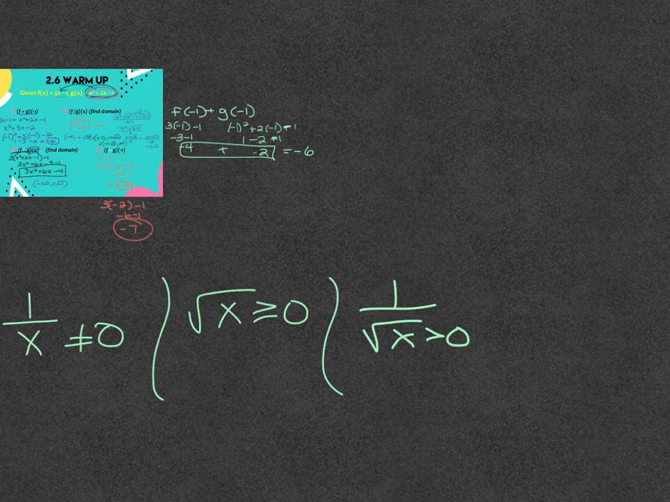But what if it just says like x plus 8? All real numbers. Okay. X squared plus 8, all real numbers. X cubed plus 8, all real numbers. Cube root of x plus 8, all real numbers.